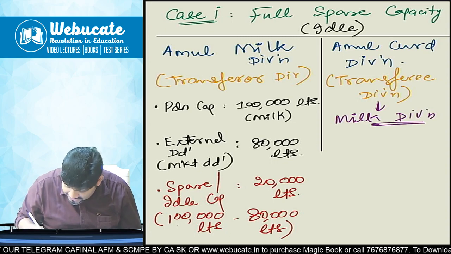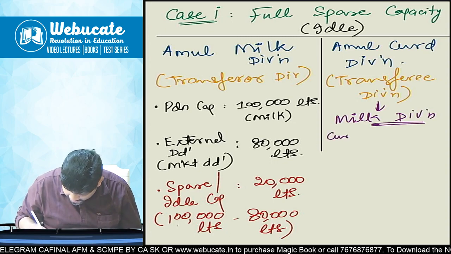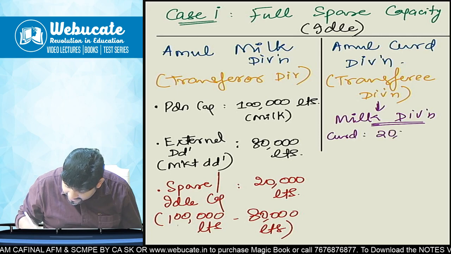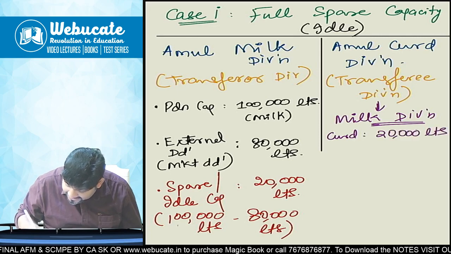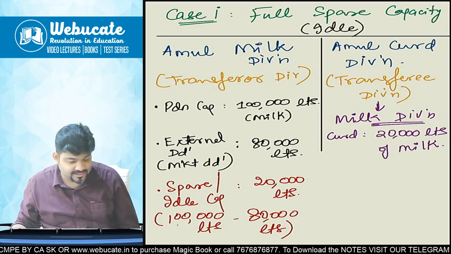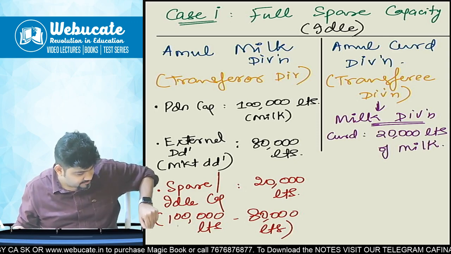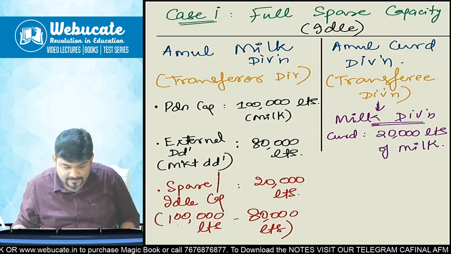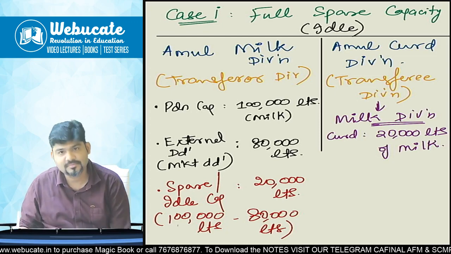So, what is the ask of the curd division? They need 20,000 liters of milk. Fair enough? Done? Done.